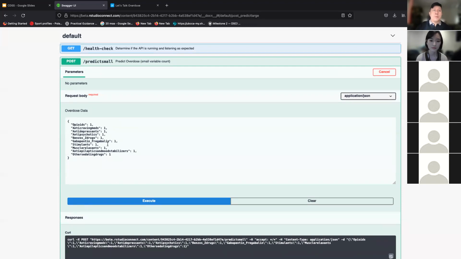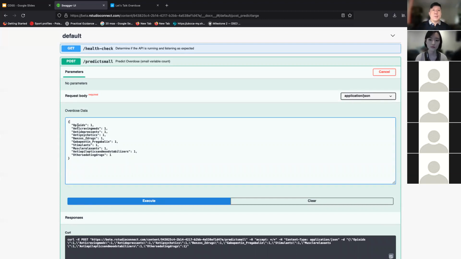But in reality, there would be another end in terms of the website. The website would then have a questionnaire based off of these variables, asking the individual if they were using opioids, if they were using anti-craving medication, et cetera, et cetera.